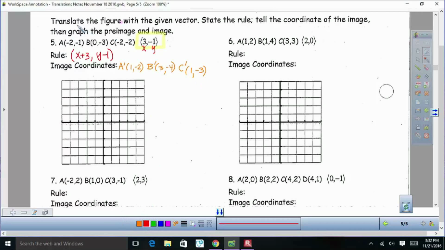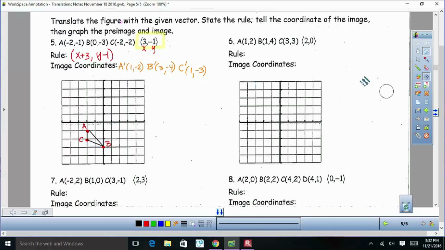Now, the instructions ask me to graph the pre-image and the image. So the pre-image is your original, so your original A, B, and C. So we graph A. Make sure you label your points. Then B is 0, -3, and C is -2, -2. Then we would connect all those points to make your shape.